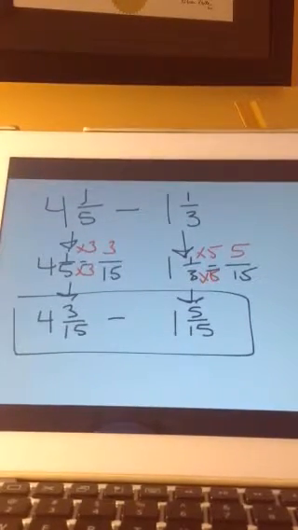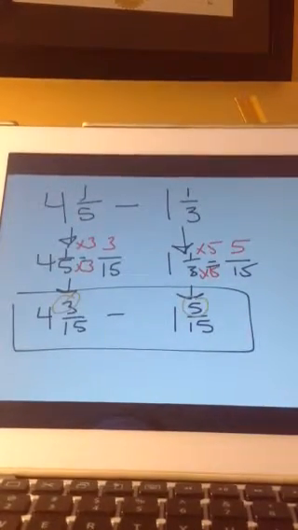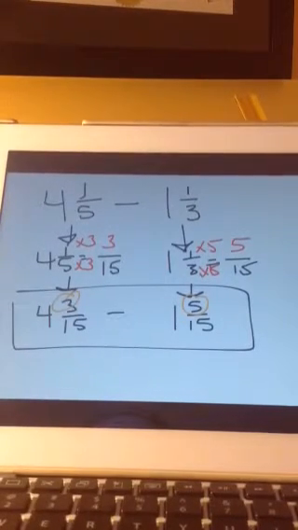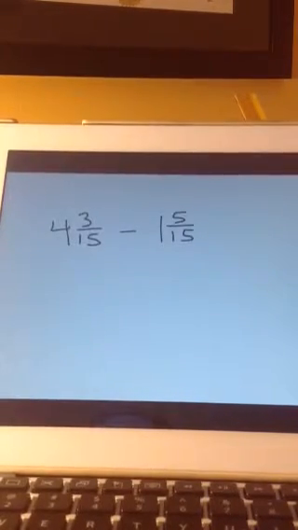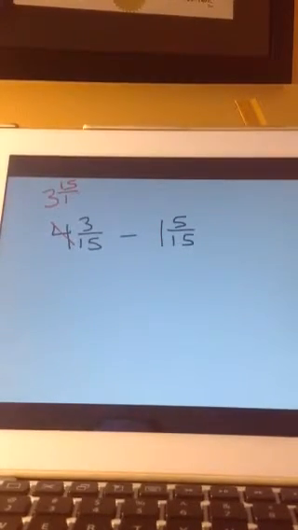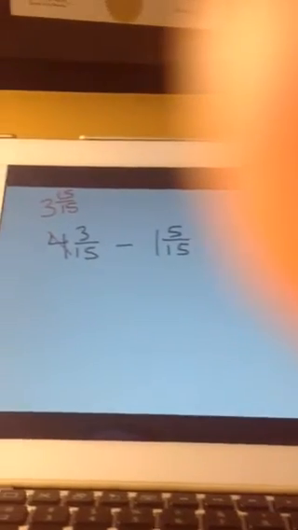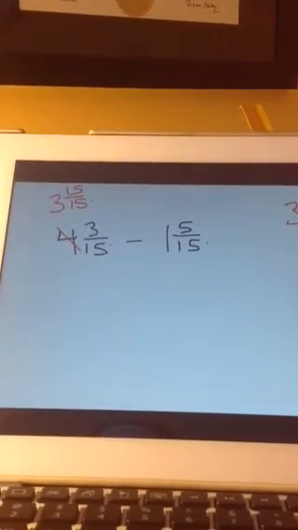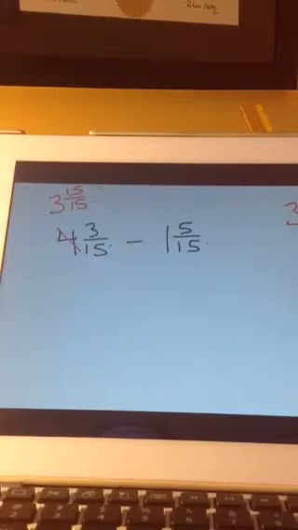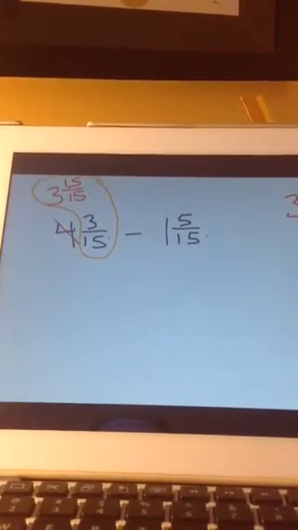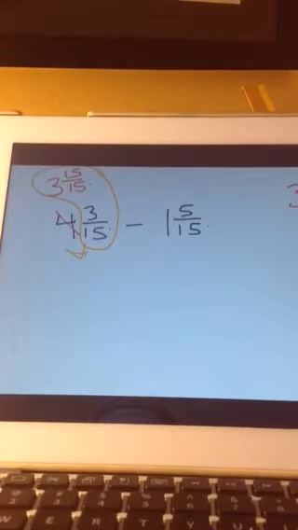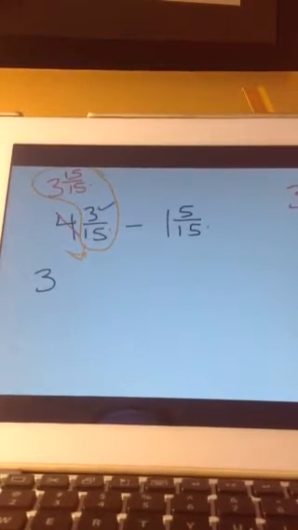So I can't do 3 minus 5, so I need to regroup this. I'm going to borrow from this 4 and make it 3, and then 3 and 15/15, because 3 and 15/15 still equals 4. And I chose 15 because 15 here, 15 here, and 15 here gives me a common denominator for everything. So now I'm going to regroup and add all of this together. My whole number is still going to be 3. My 15 and my 3 is going to be 18. And then my denominator is still going to be 15.